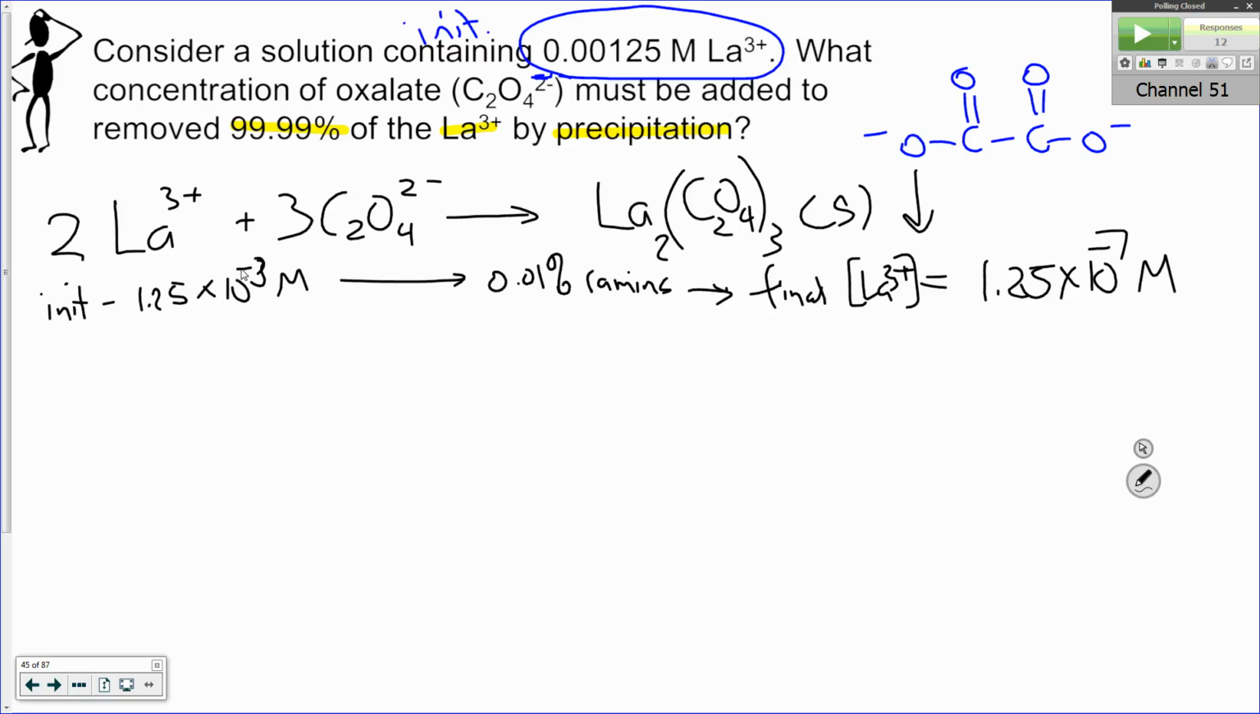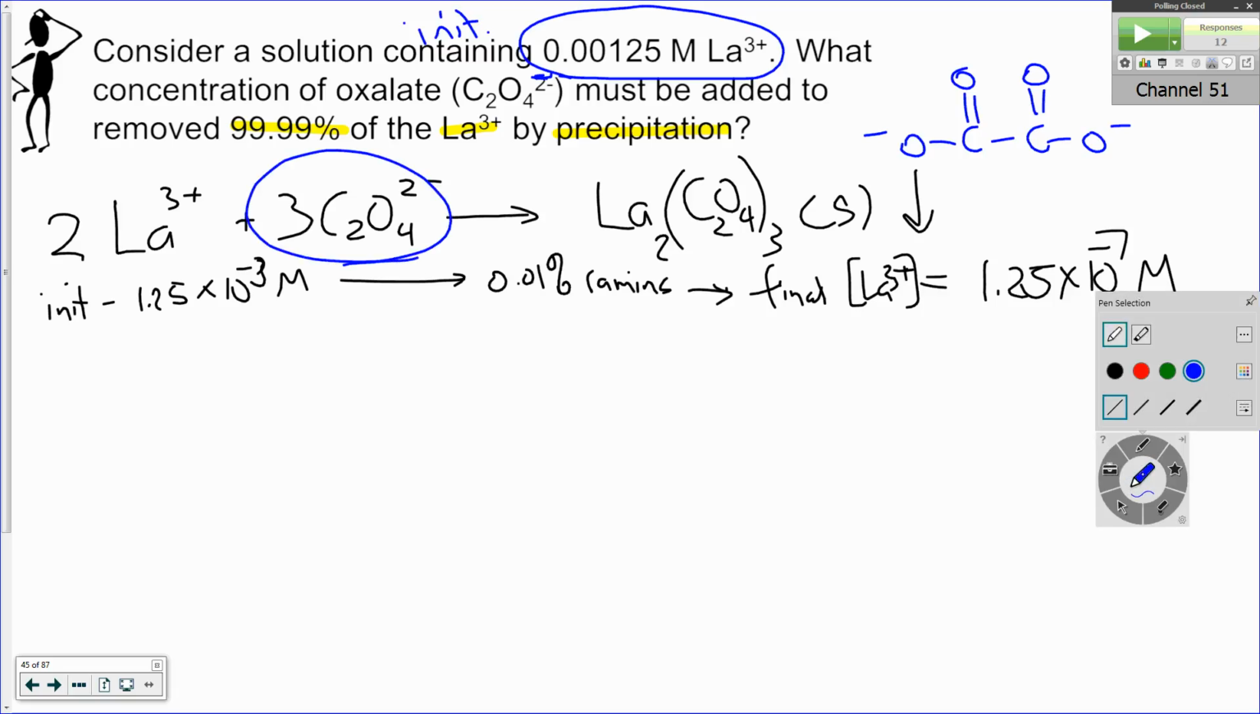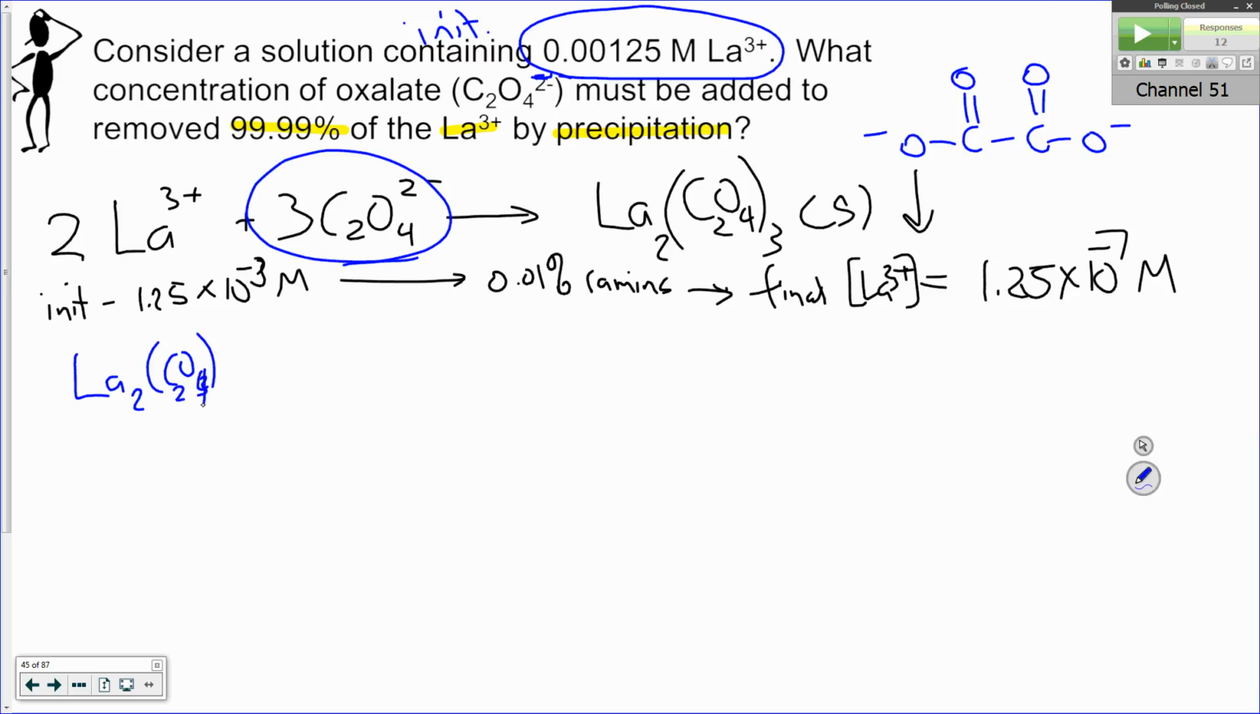So what I need to find out is how much of the oxalate ion I have to add to reduce it down to this level. How much of it is going to stay in solution is going to be based on the solubility of this compound.